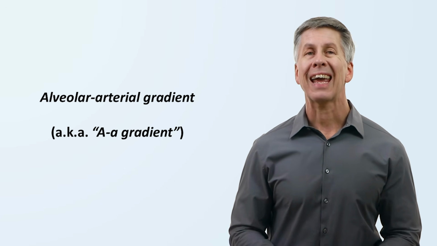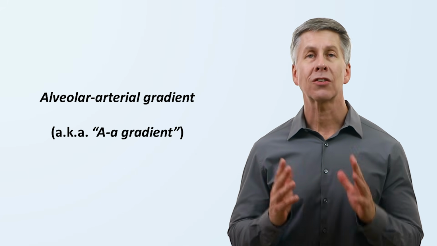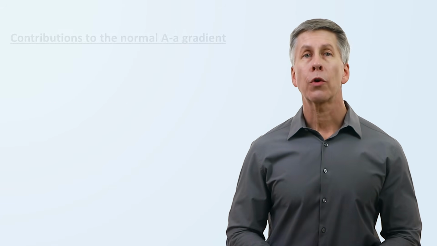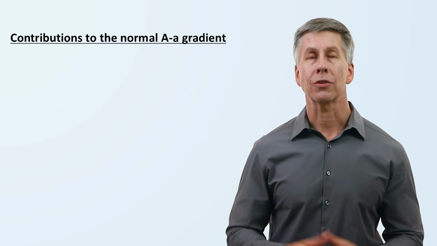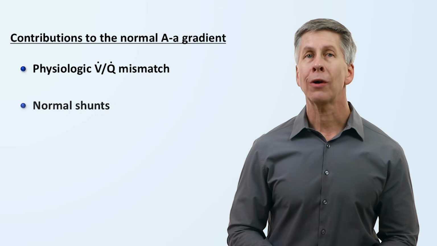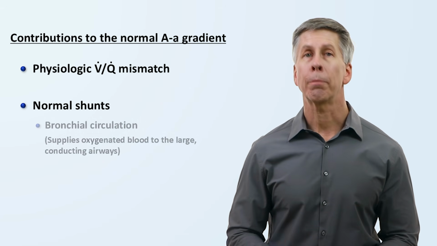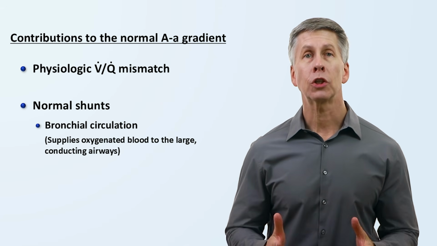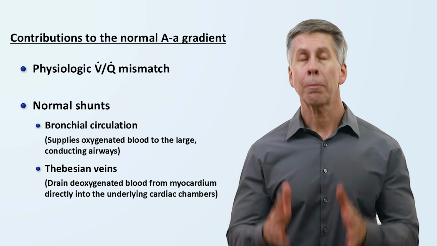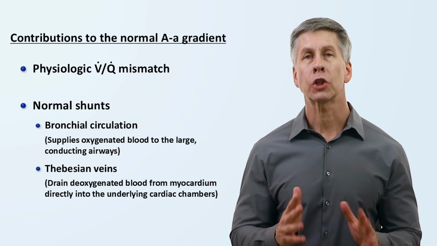To remind you, the AA gradient is a difference between the partial pressure of oxygen in the alveoli and that in the systemic arteries, carrying oxygenated blood to the rest of the body. There are two main contributions to the normal AA gradient. First is imperfect VQ matching, as just mentioned, and second are small anatomic shunts of blood that bypass the pulmonary capillaries, including part of the bronchial circulation that supplies oxygen to the tissue of the conducting airways. So, even in ideal circumstances, with completely healthy lungs, the blood leaving the lungs remains less than perfectly oxygenated.